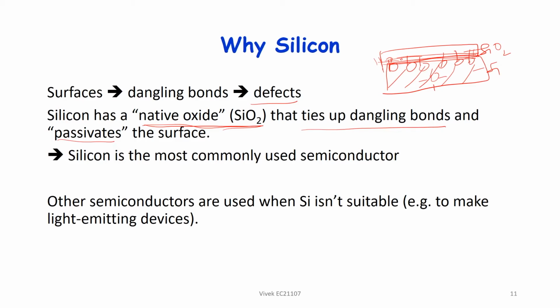Other semiconductors are used when silicon is not suitable, for example light emitting devices, lasers, LEDs. The silicon band gap is 1.1 eV. Some other materials have a wide band gap or some smaller band gap. So depending on application, silicon is the first preference, but when silicon does not work, then we go to other materials.